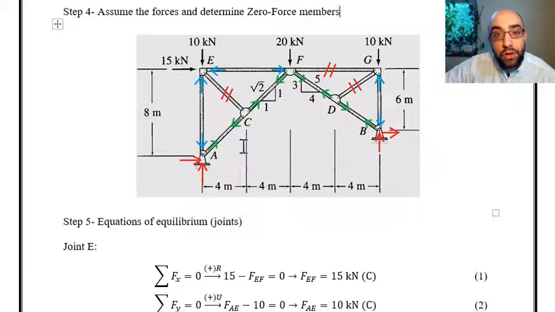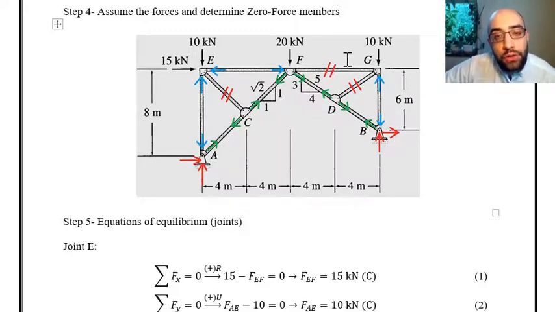I'm not going to change the direction of arrows over here. I'm going to only consider the right sign in my future calculations for these members. So we looked at joint E, we looked at joint F, and based on that we could find the forces in AE, EF, FC, CA, FD, and DB.